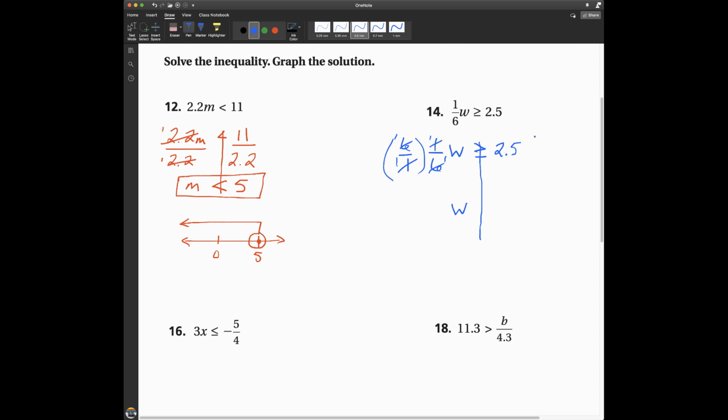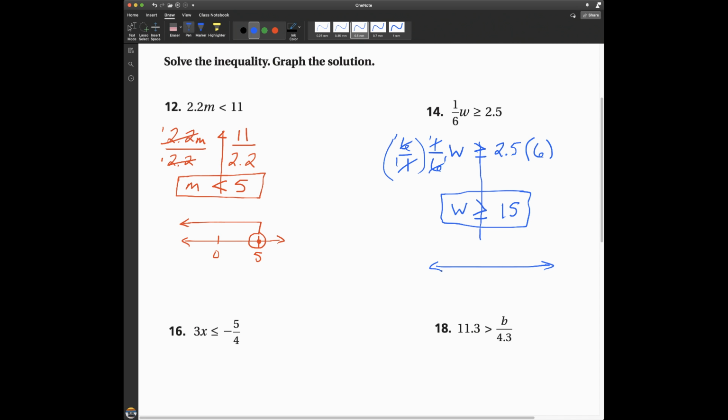And since I'm multiplying the left-hand side by 6, I need to multiply the right-hand side by 6. All right, that's the multiplication property of inequalities. And I also multiplied by a positive number, so the sign does not change directions. And then in your calculator, you can type in 2.5 times 6, and you will get 15. So w is greater than or equal to 15.